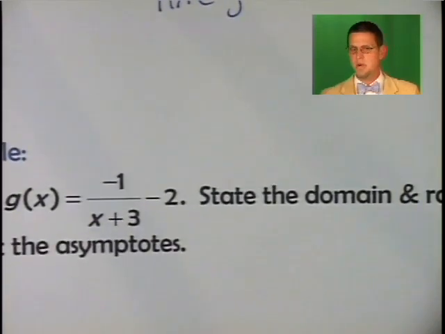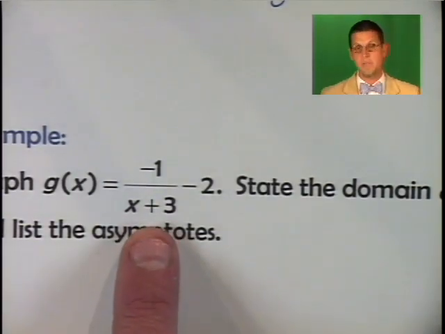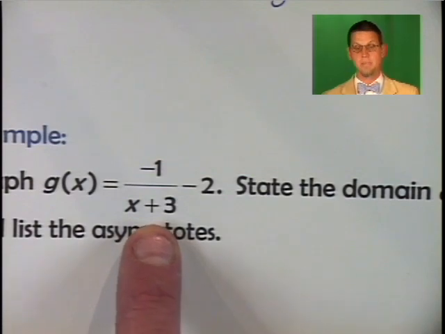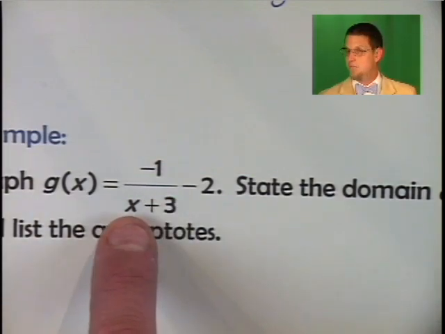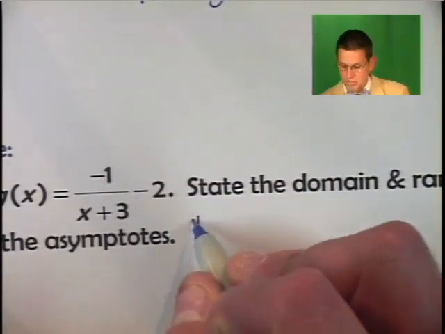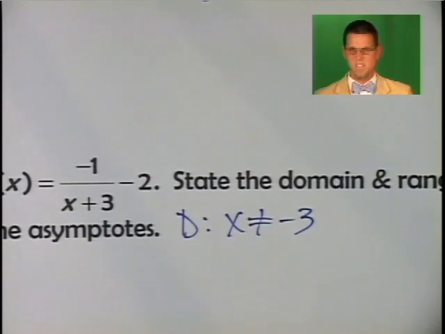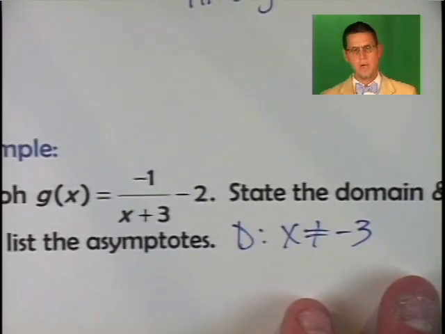Well, the domain is going to be easy to find without the graph because there's really only one thing we're worried about when we have rational functions, division by 0. So any variables in the denominator that give us a 0 when we plug in are off limits. So when I plug in a negative 3 here, negative 3 plus 3 gives me a 0. So the domain is going to be the set of all x's such that x is not equal to negative 3. Easy from the equation, can't divide by 0. The range is not going to be as easy to get from the equation, but it will be once we have the graph. So let's go ahead and do that.